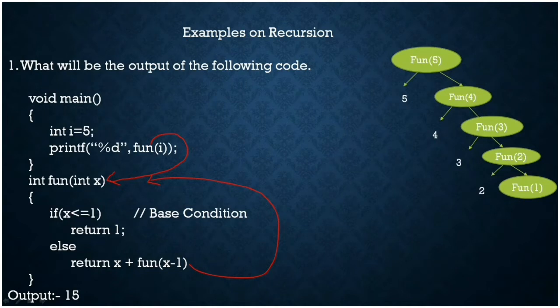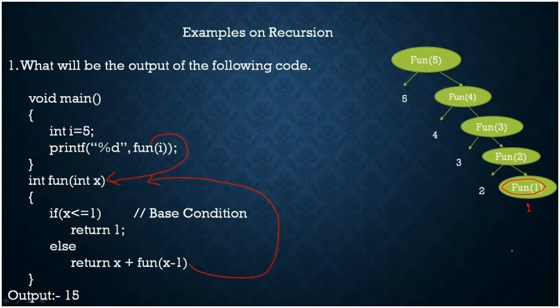Again the function will be called, that is, 2 is less than or equal to 1. The condition is still false. Again it will go to the else part and return x. x is 2, so 2 plus fun of 2 minus 1, that is 2 plus fun of 1. After this, again it will go with fun of 1. So 1 is less than or equal to 1. The condition is satisfied. When the condition is satisfied, it will return 1.